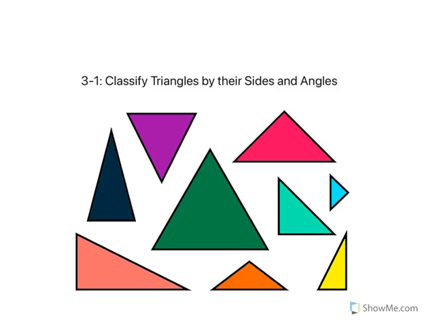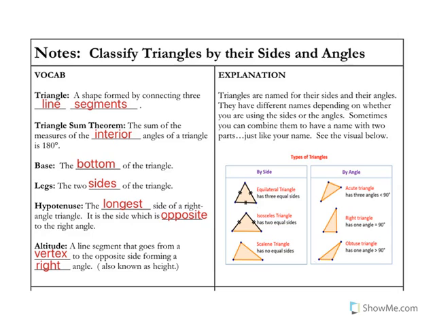Unit 3, Section 1. Classify triangles by their sides and angles. We're going to learn how we name a triangle. Let's get started. Begin with some vocabulary. A triangle is a shape formed by connecting three line segments.